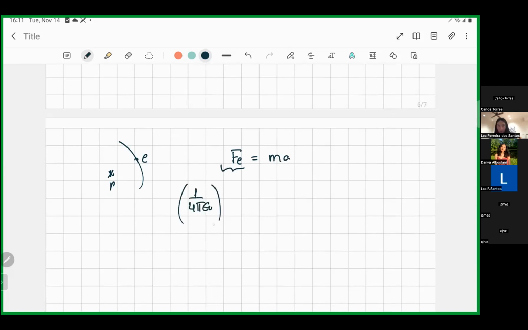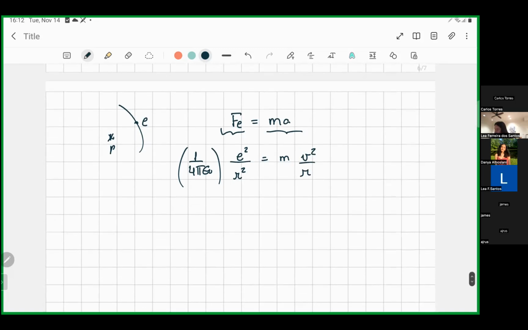This is just a constant. Then we have the charges of the two entities here, proton and electron, same charge, divided by the distance between them, r squared. So this is the force. Now, what we have here is centripetal acceleration because we have this circular motion. So mv squared over r. Purely classical mechanics.